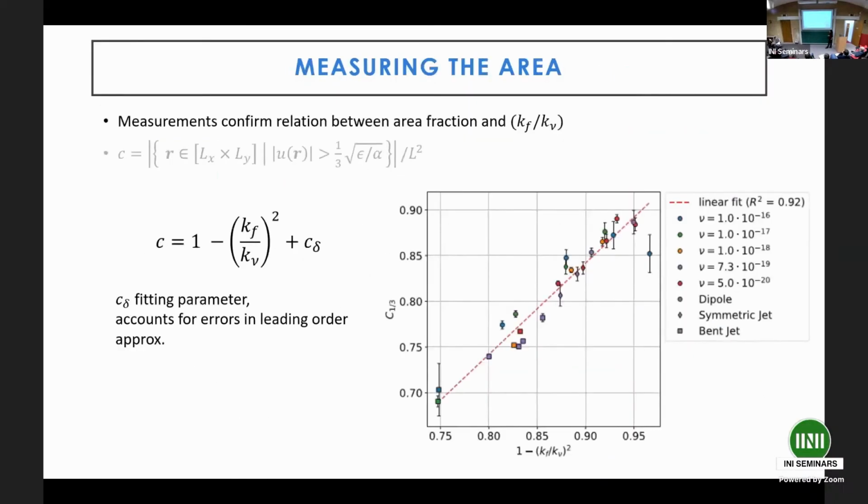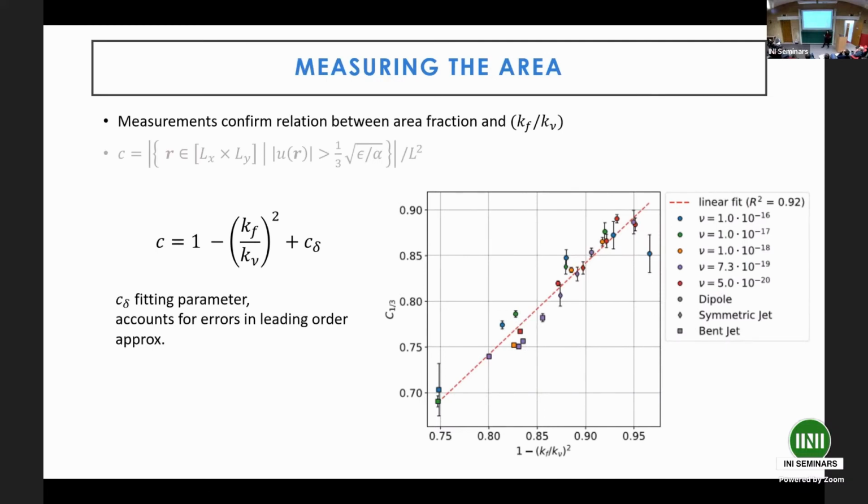Okay, so to convince you that this is what's going on, what you can do is define the area of the condensate. You can motivate why it should be a fraction of the square root of epsilon over alpha from theoretical considerations. And what you see is indeed, these are all the simulations that Anton did with different K nus and different Kfs, and they sort of follow this trend.